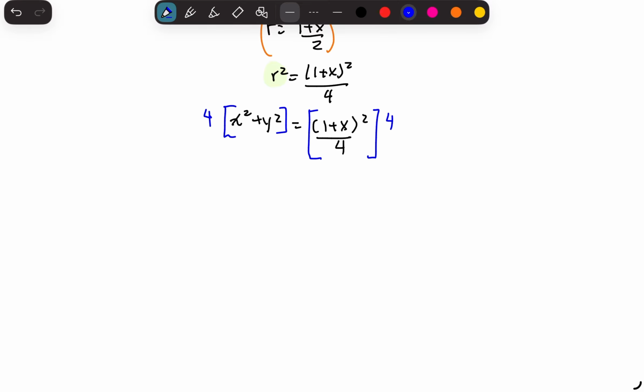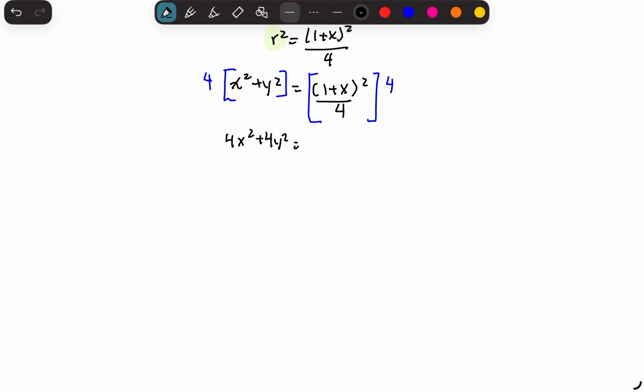And this is going to give us 4x squared plus 4y squared is equal to 1 plus x squared because of the fact that this cancels out. And you can expand your right side, so that's going to be 1 plus x, 1 plus x, 1 plus x plus x plus x squared, and you have 1 plus 2x plus x squared is equal to 4x squared plus 4y squared.